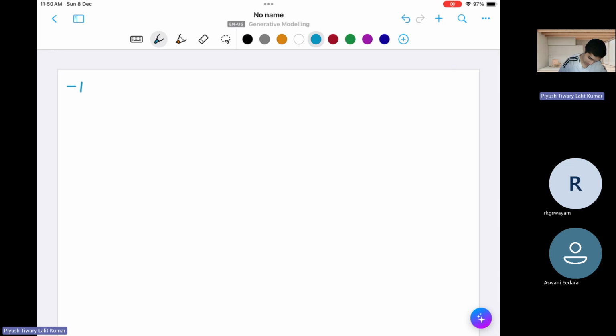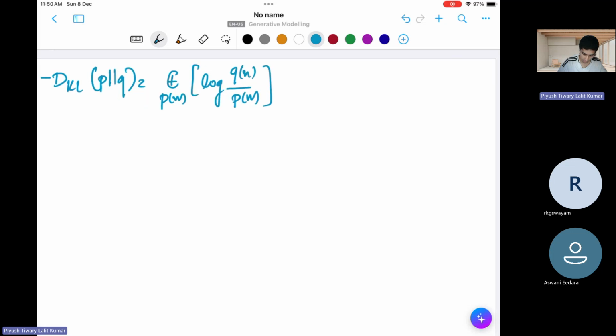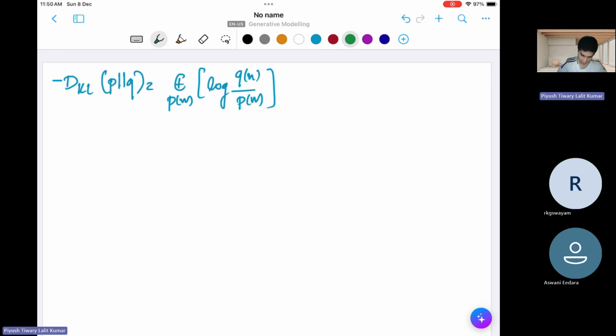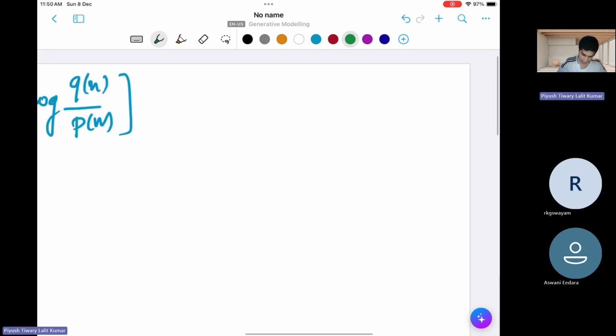So minus D_KL between P and Q is nothing but the expectation under P(x) of log Q(x) over P(x). This is what we just saw. Now what we are going to use is something called Jensen's inequality. I'll write down what Jensen's inequality is.